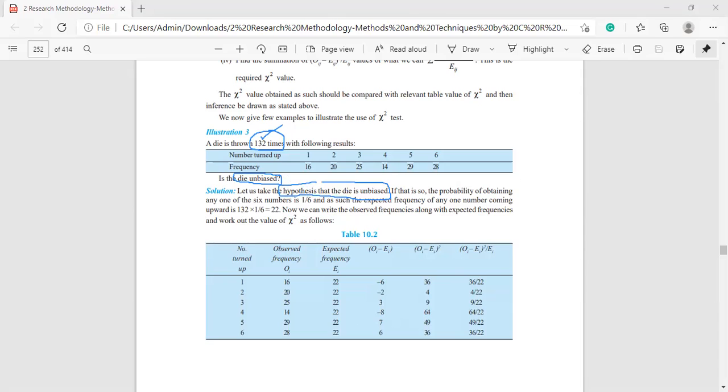I will take the whiteboard. The hypothesis is: die unbiased.